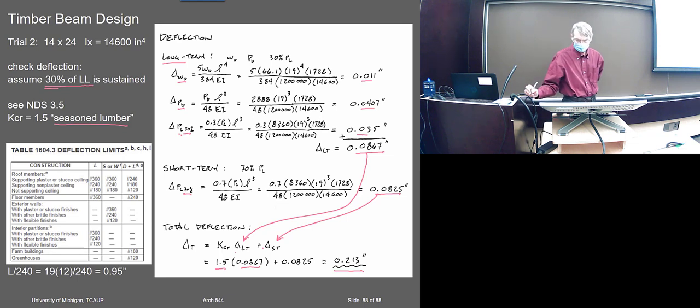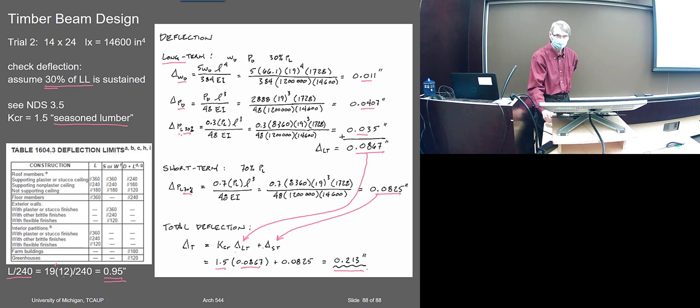0.213. And if we have a limit of L over 240, that looks like that's only, what are the 1912s over 2? Oh, this is the span, right? L in feet, and then converted to inches. So we have an allowable of almost an inch, and we're not even up to 1/4 of an inch. So it's a pretty stiff member. That's what you get for a 12-inch deep or 24-inch deep member.